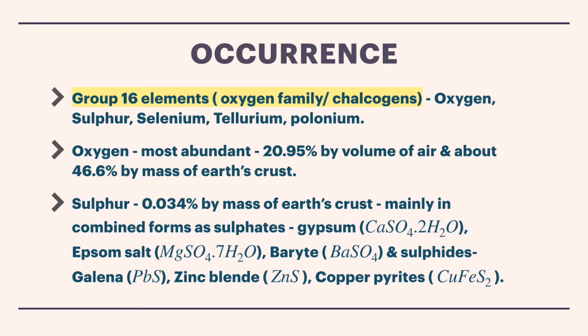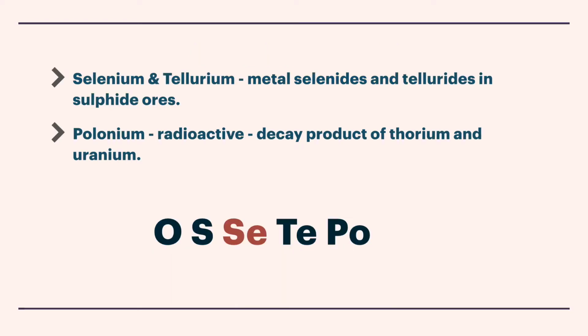Okay, and sulfides such as galena, zinc blende and copper pyrites are there. These are also ores. Okay, so galena, the formula is PbS, zinc blende, the formula is ZnS, and copper pyrites, the formula is CuFeS2. Next one is selenium and tellurium. They are mainly found as metal selenites and tellurites in sulfide ores. And the last one of this family is polonium. It's a radioactive element and it is a decay product of thorium and uranium.